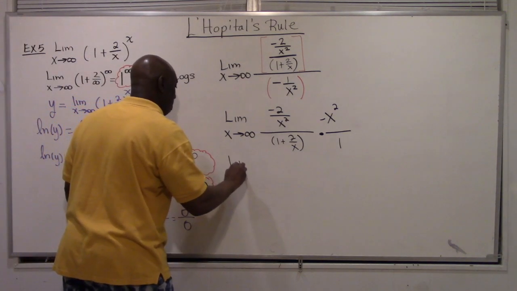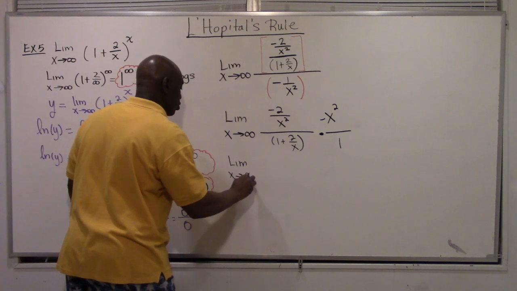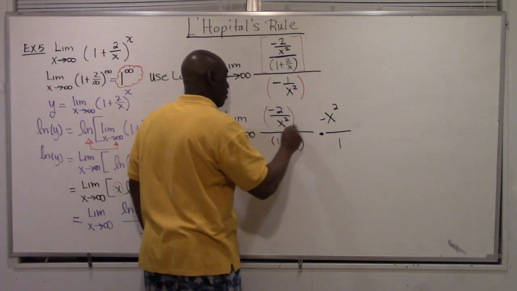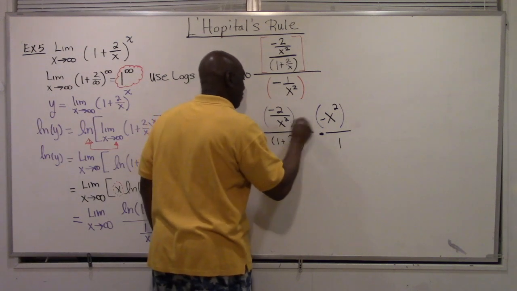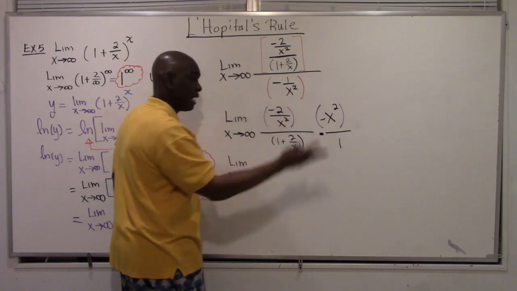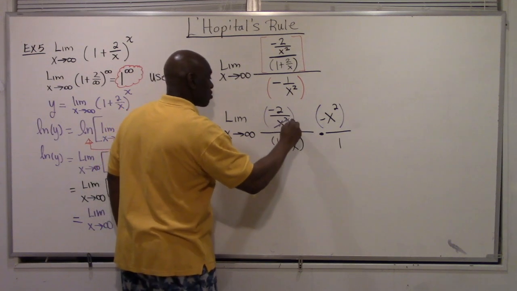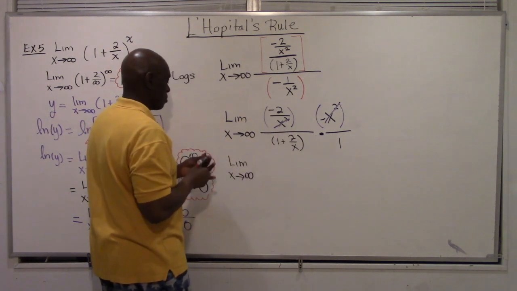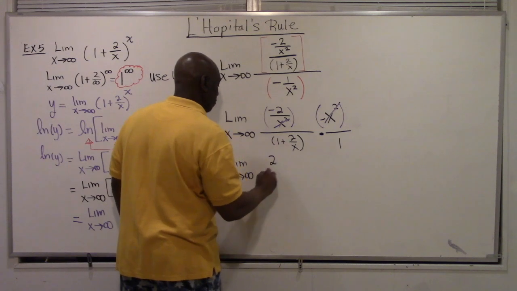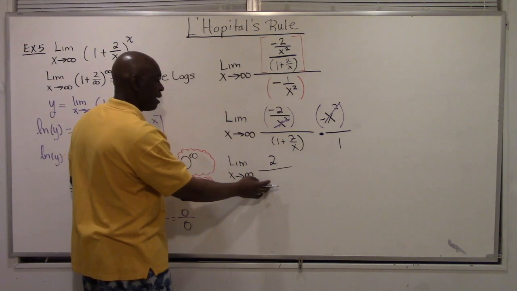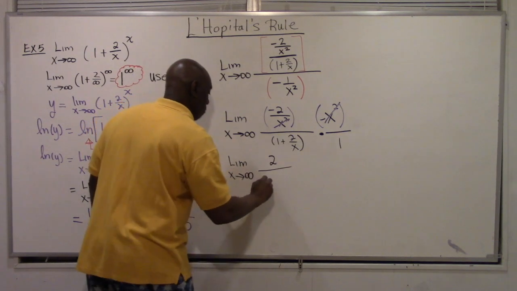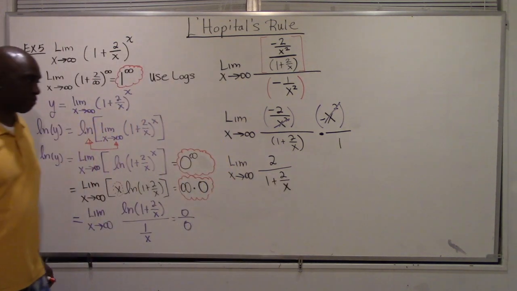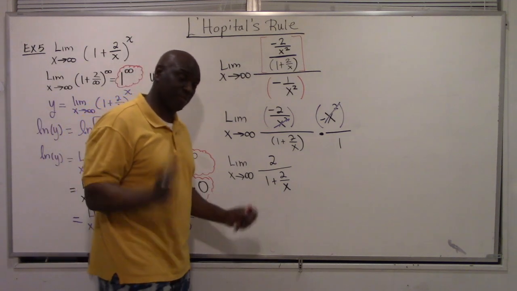Which equals the limit as x gets increasingly large. If I take negative 2 divided by x squared times a negative x squared, a negative times a negative is a positive, and x squared and x squared cancel out. So in my numerator, I'm left with 2, and in my denominator, I'm left with 1 plus 2 over x. Good? Everybody good? Okay, great.